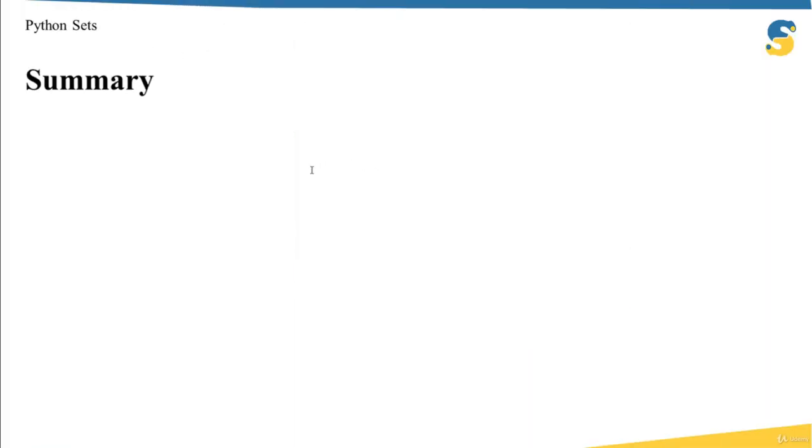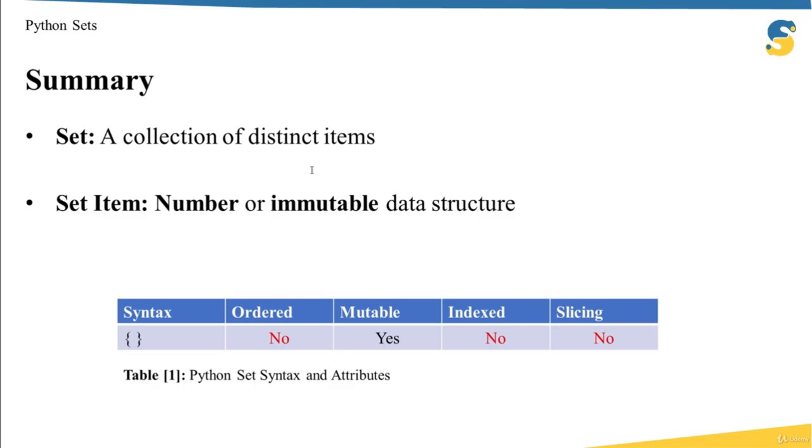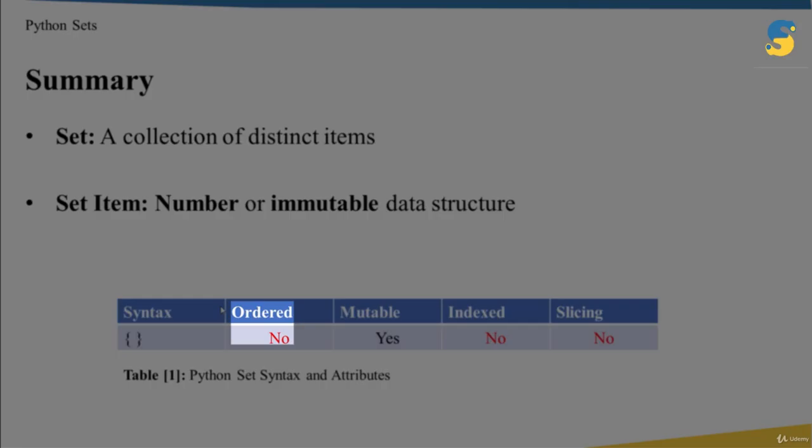Now let's recap what we have learned in this lecture. First of all, a set has been defined as a collection of distinct items, and we see that it's impossible to find one item repeated more than one time inside the set. The set item should be a number or any immutable data structure. In order to create a set, we have to use curly braces, and a set is not ordered, is mutable, is not indexed, and a set does not support slicing.